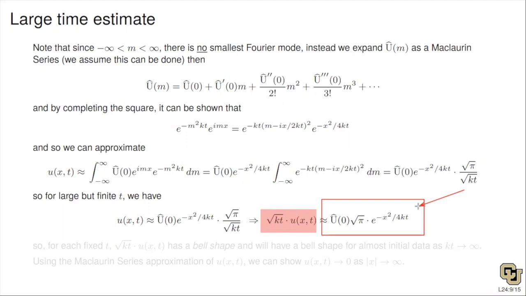So it's like this bell curve diffusing in time, and we're dividing by kt, and t is going to infinity. So there's kind of this bell curve lurking in the background of the solution of this infinite rod problem for the heat equation. So for each fixed t, square root of kt times u of x,t has a bell shape. It's this kind of scaled bell shape.